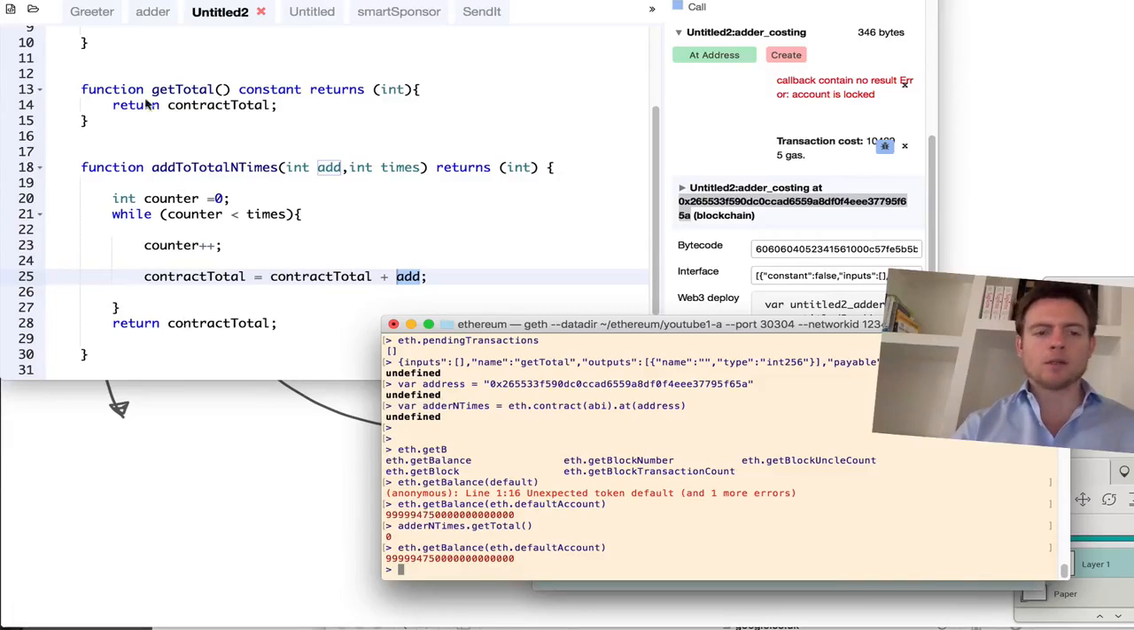You can call these read-only functions in a transaction, but there's no point, because all you're doing is asking every node on the blockchain to run a method that's not going to do anything. So it has no lasting effect, and it would be a complete waste of money. But let's have a play around with calling addToTotalNTimes. Let's add 34 to the total, and let's do that 3 times, right?